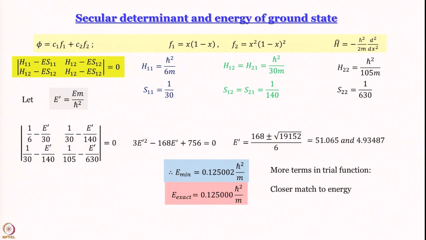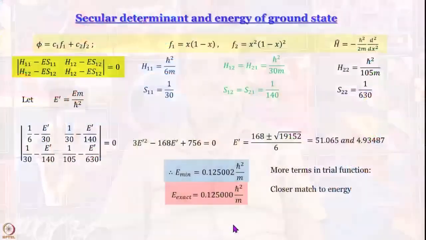We can get the solutions by using beautiful approximation methods. And in doing that, we actually get important parameters that we are going to use later also. This Hij, Hji, Sij, Sji, everything is going to come back and everything is going to be useful in many different applications of quantum chemistry, quantum mechanics, right? All in good time. But for now, the take home message is that if you increase the number of terms in trial function, you get a closer match to energy.